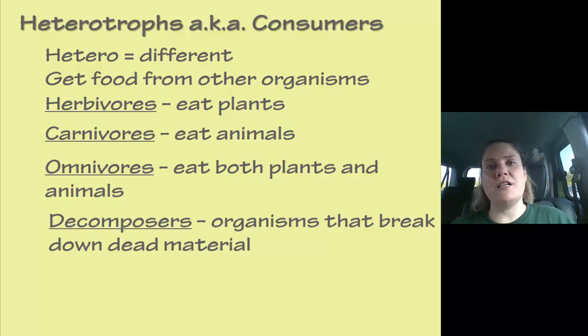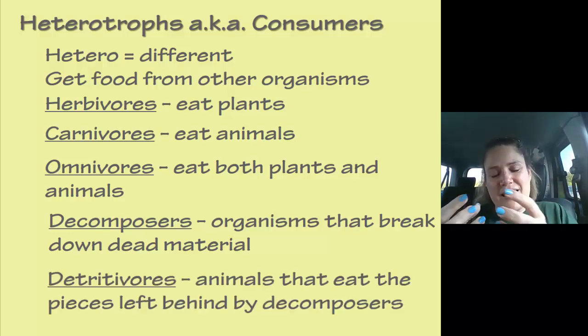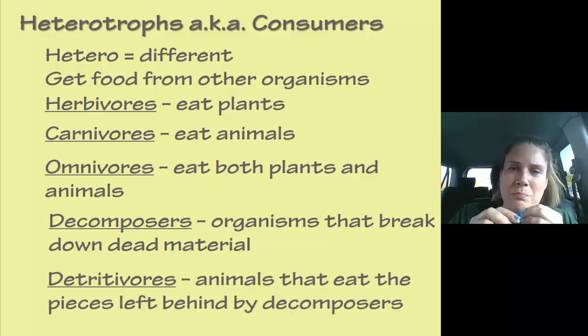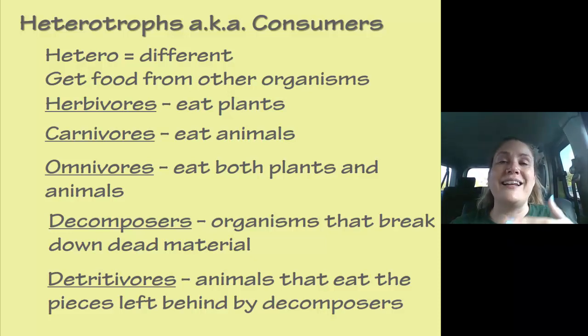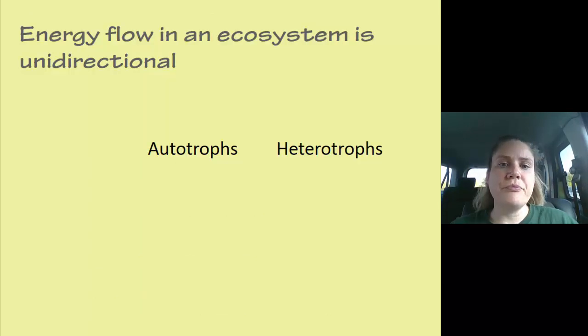Decomposers break down dead material, so they're going to break down something that's already dead. That stuff is going to break apart into little bits and pieces and flakes, and then detritivores are going to come along and eat that. So detritivores eat the pieces that are left behind by decomposers. And if decomposers were things like bacteria, then the detritivores are actually going to eat the decomposers too. So they're going to eat the detritus and they're going to eat the decomposers. So it's kind of a 2-for-1 situation if you're a detritivore.